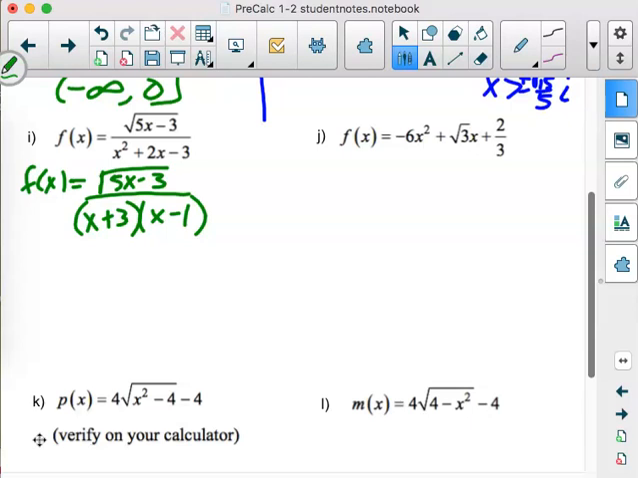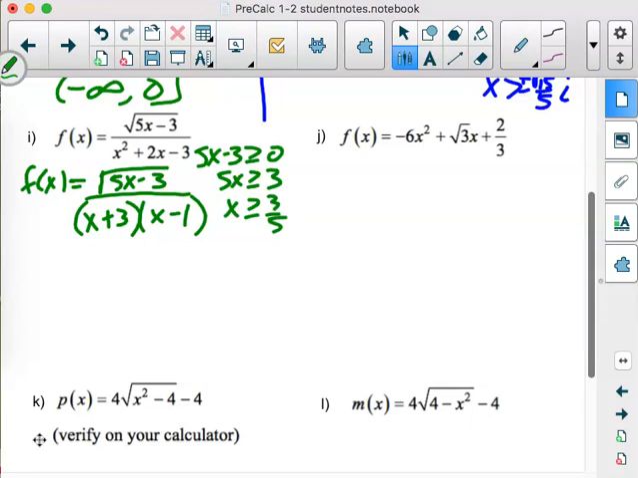So now I focus on my square root. 5x minus 3 has to be greater than or equal to 0. It's in the numerator this time, so it has to be greater than or equal to 0. And then I would add 3 to both sides, and I would divide by 5.